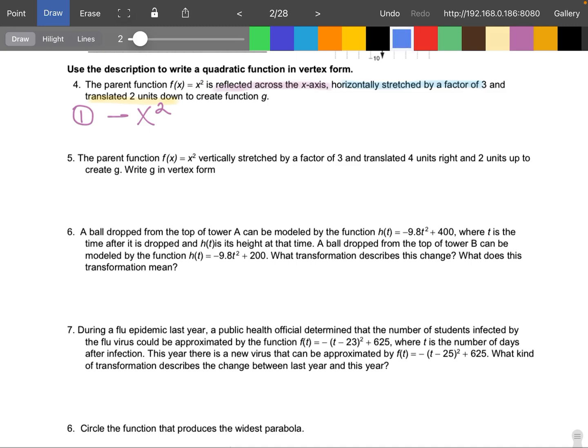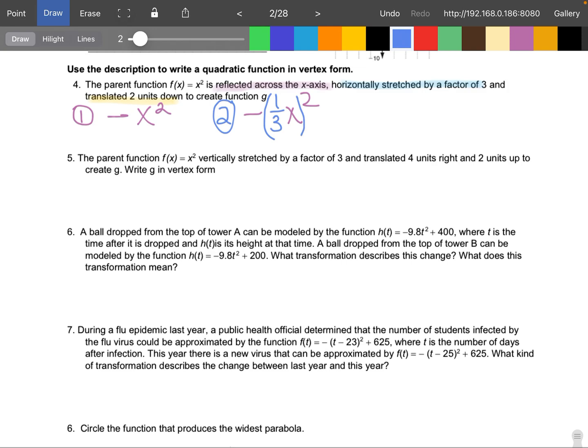Now, step 2, I'm going to keep the negative x squared that I started with. That's not going to change. But what is going to change is to horizontally stretch by a factor of 3. If you look back to the first page, I'm going to have to put it in parentheses because I horizontally stretched it. Horizontal is always in parentheses. And because I'm stretching it by a factor of 3, remember you have to write it as 1 over what you're doing. So it's going to be 1 over 3. And then I can put back in parentheses. Squared always stays outside. So that's step 2.